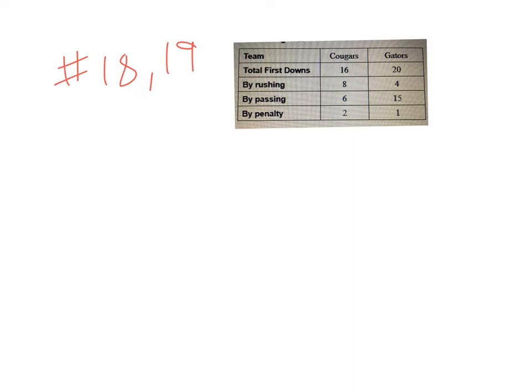So percent of Cougars, so let me get my pointer out again. So I've got Cougars over here. These are all their information. Remember, this is just a table. It's not a ratio table or anything special like that. What percent of the Cougars' first downs were by passing?